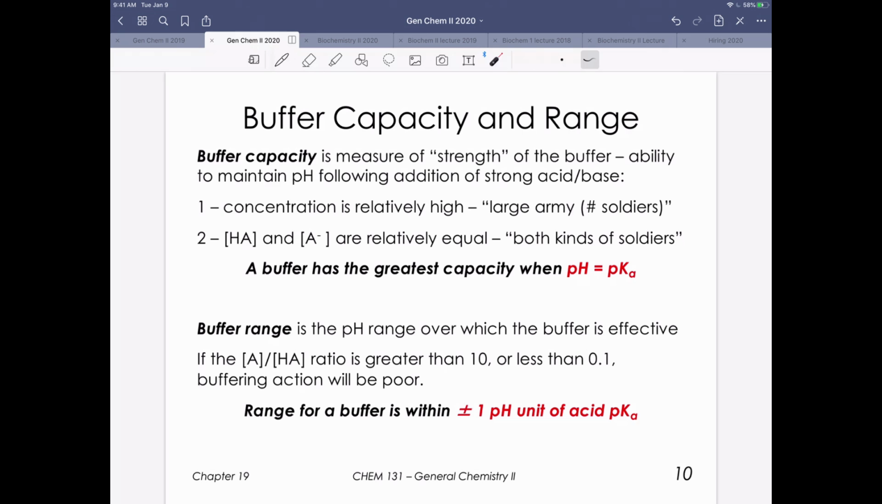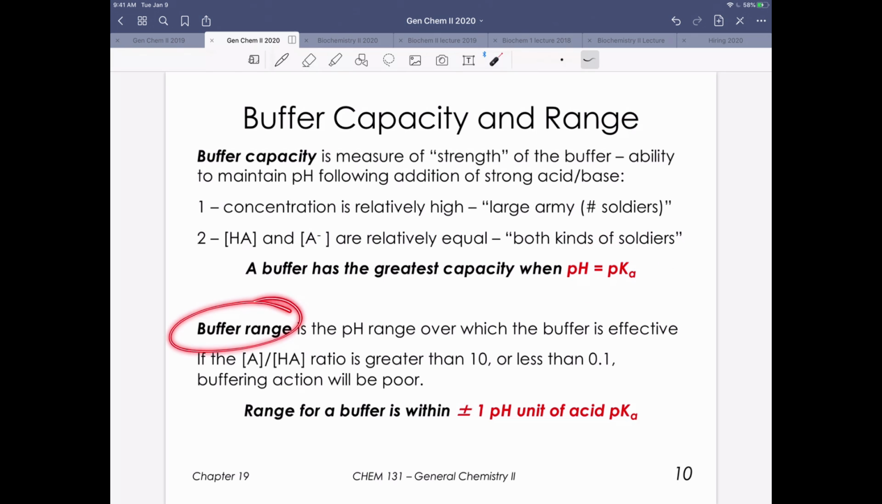So how do you do it? A buffer that has the greatest capacity is going to have one where you choose a buffer whose pKa is equal to the pH that you want to be at. So again, another important part 1 skill to this chapter is me giving you a list of different substances and saying, you want to make a buffer at pH 5. Which acid is going to be the best one to use? You're going to want to pick the one that has a pKa closest to 5. That's going to make the best buffer.